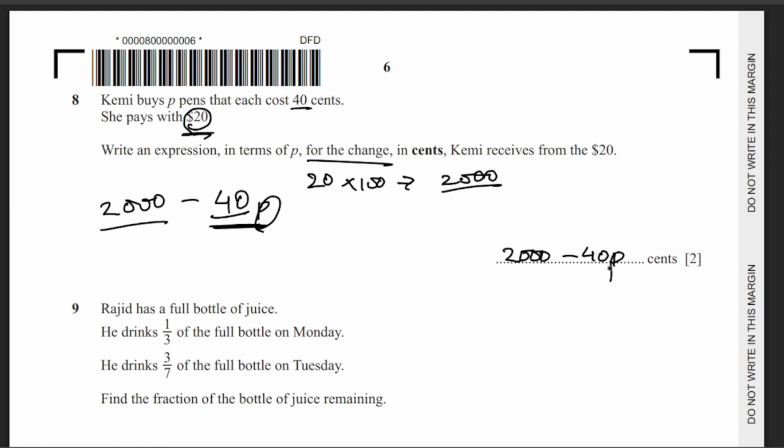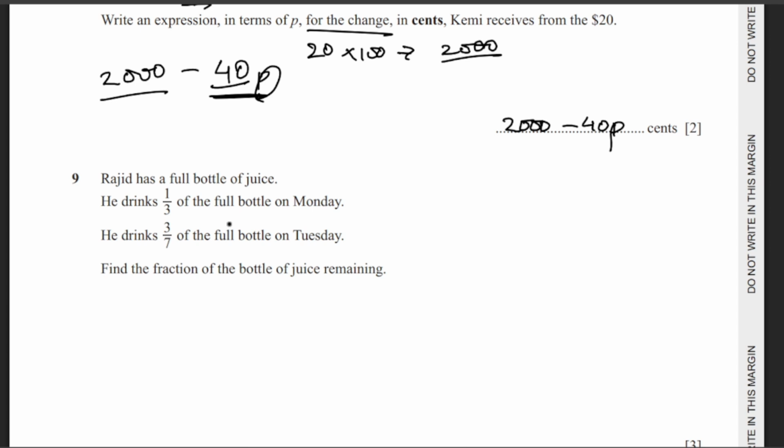Let me make that longer. All right. Rajat has a full bottle of juice. He drinks one third of the full bottle on Monday and he drinks 3/7 of the full bottle on Tuesday. Find the fraction of the bottle of juice remaining.